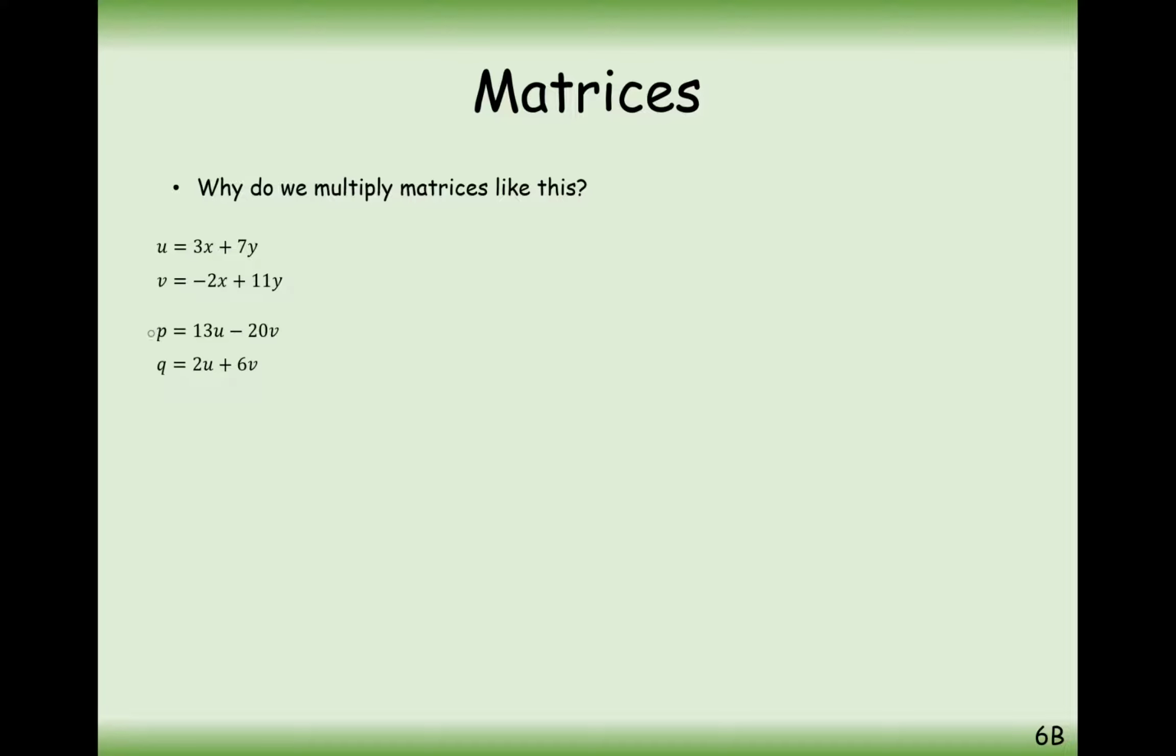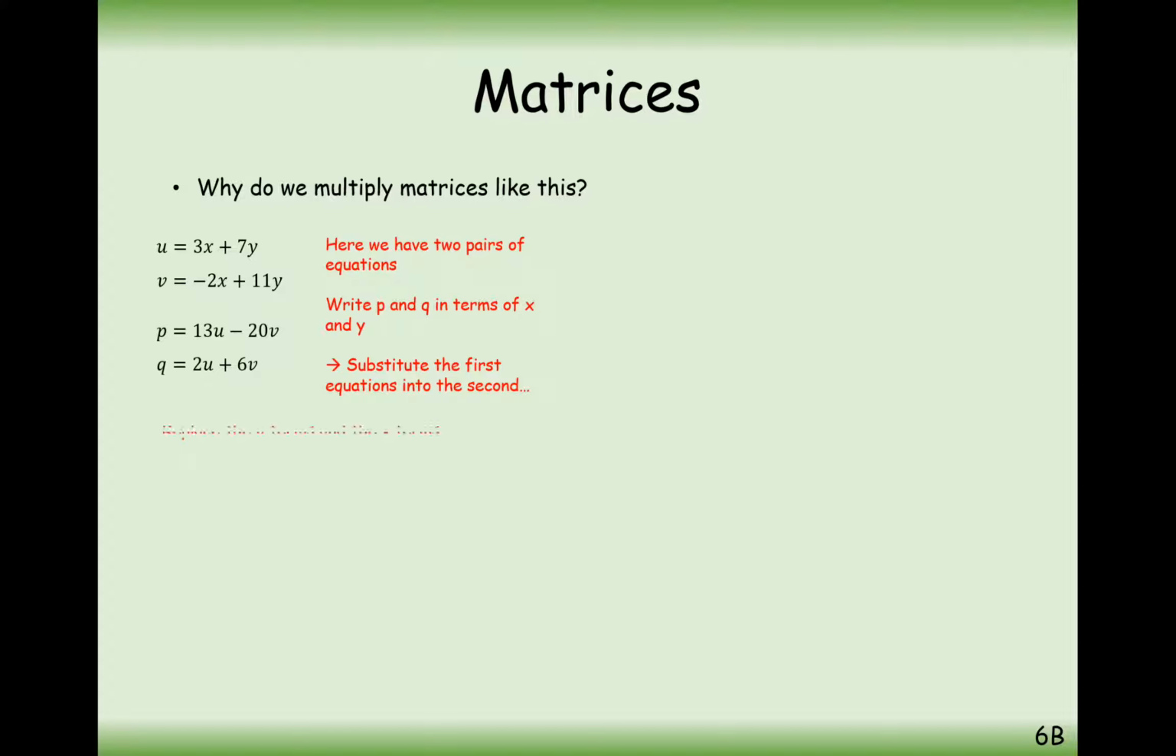And then we've got another set of two equations. This is effectively matrix 1, this is effectively matrix 2, and this time it's p in terms of the letters u and v. So p here is equal to 13u, so that's 13 lots of all of this, minus 20v, so that's minus 20 lots of all of this. And then q is equal to 2u, so that's 2 lots of all of this, plus 6 lots of all of this. Now, how can we combine these two systems of equations together to give us p and q in terms of x and y?